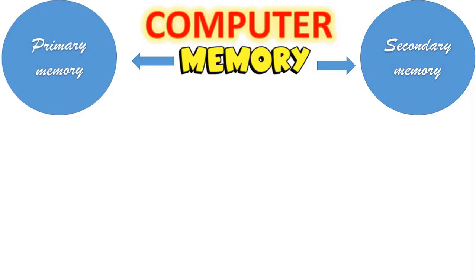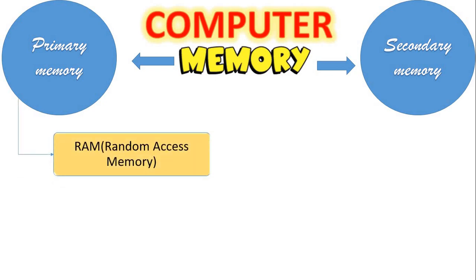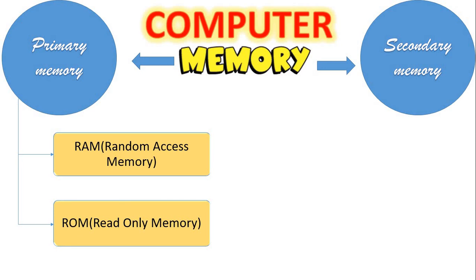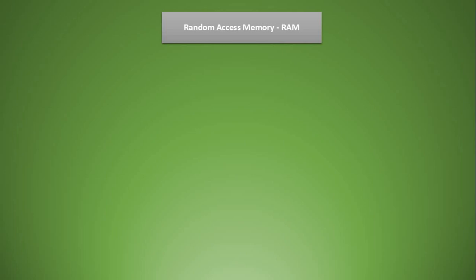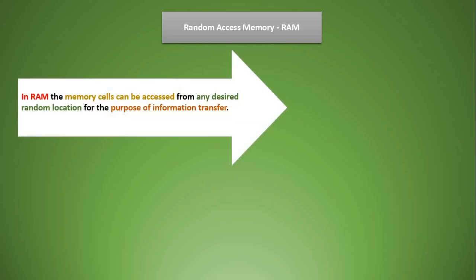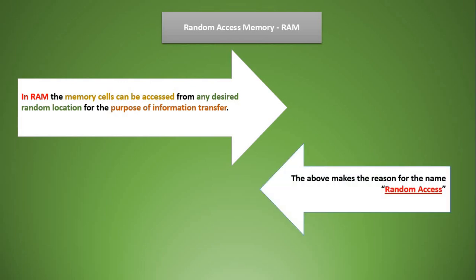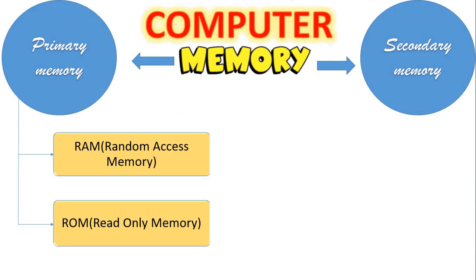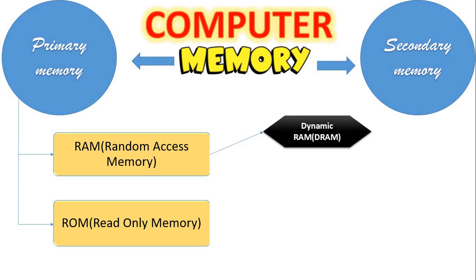The primary memory is further classified as RAM, that is random access memory, and ROM, that is read-only memory. Let's know RAM in brief. In RAM, the memory cells can be accessed from any desired random location for the purpose of information transfer. That's the very reason it is called random access. RAM is further classified as dynamic RAM, that is DRAM, and static RAM, that is SRAM.